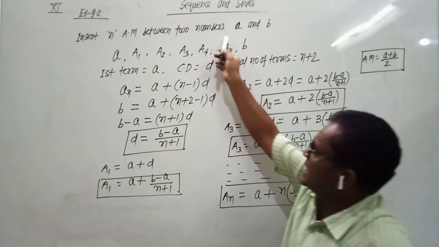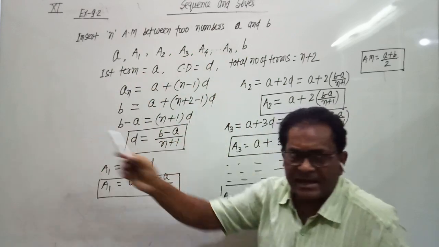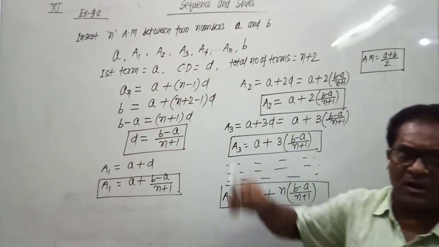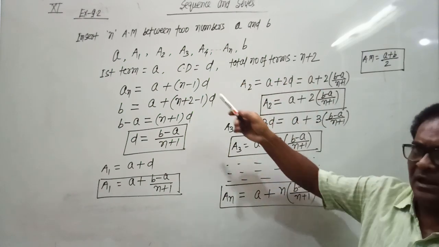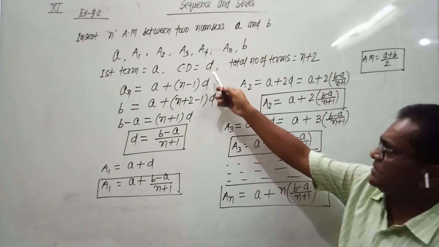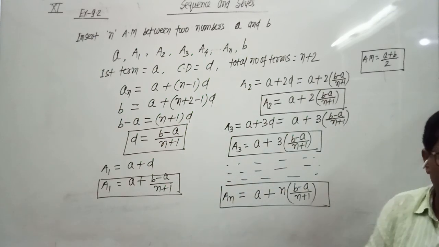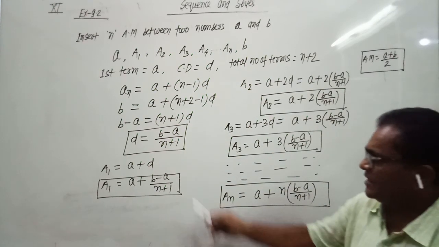But the total number of terms is n plus 2, because there are n arithmetic means and the two numbers A and B are also included. So the total number of terms is n plus 2. The first term is A, the common difference is D, and the last term is B. So we use the formula for the nth term, An equals A plus (n minus 1)D.